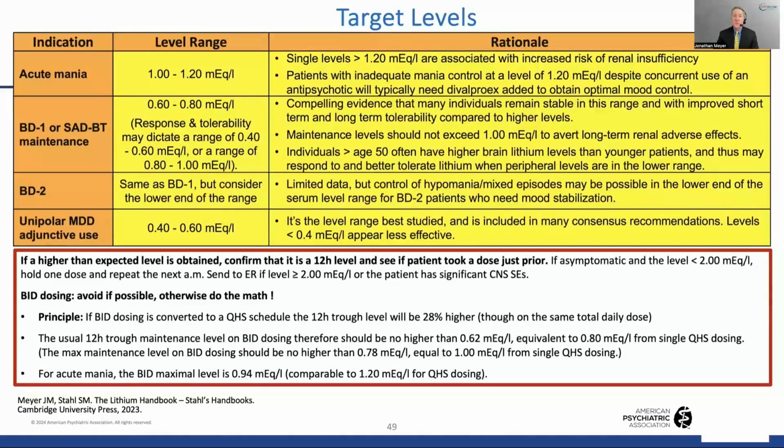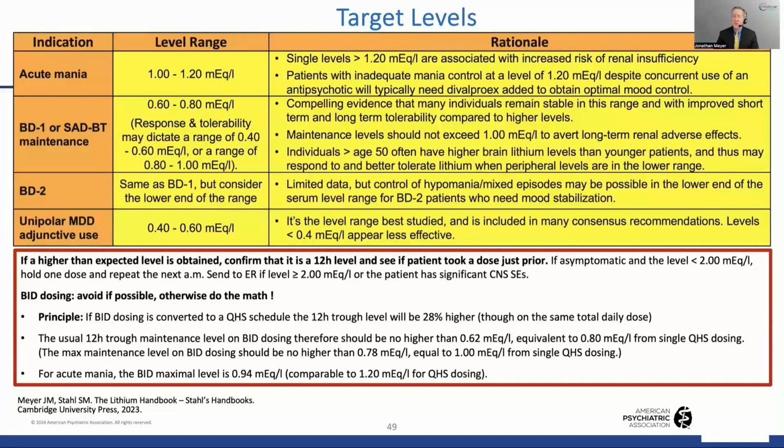For maintenance, the sweet spot is now considered 0.6 to 0.8. You can go up to 1 if the person needs it, but never above 1 chronically. And there are some people who actually can be managed between 0.4 and 0.6. Their brain will tell you what it needs. But if the person cannot remain stable with a level close to 1, again, this is somebody who will need adjunctive medications to help manage usually the hypomania, which is not controlled by lithium, and maybe lithium combined with an antipsychotic.